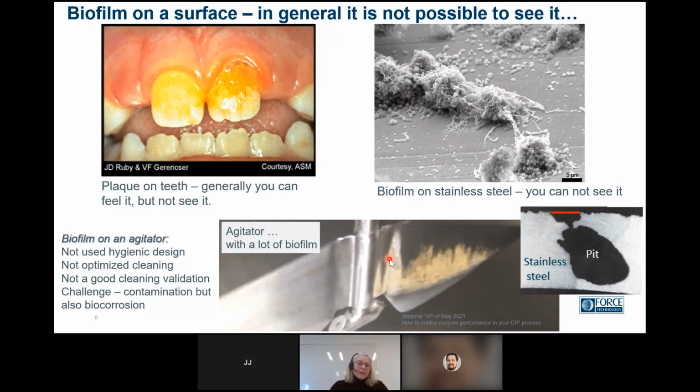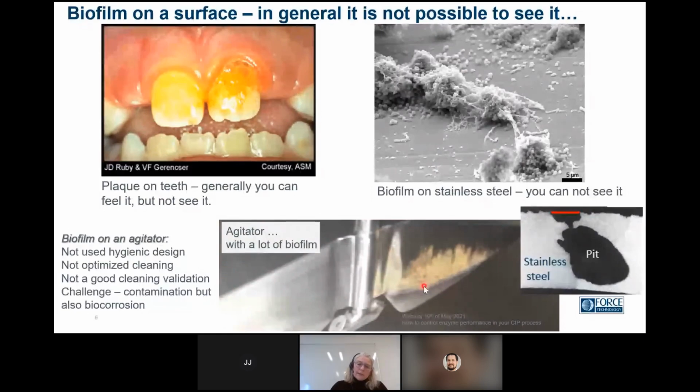And the last picture here, we have an agitator. In this specific case with this agitator, hygienic design was not used. Hygienic design is very important to get effective cleaning. In this specific case, we have a bend right here.